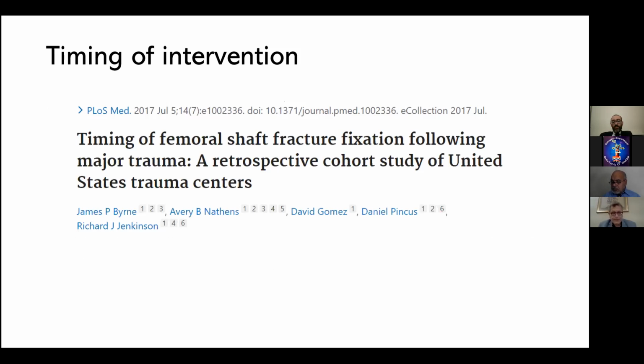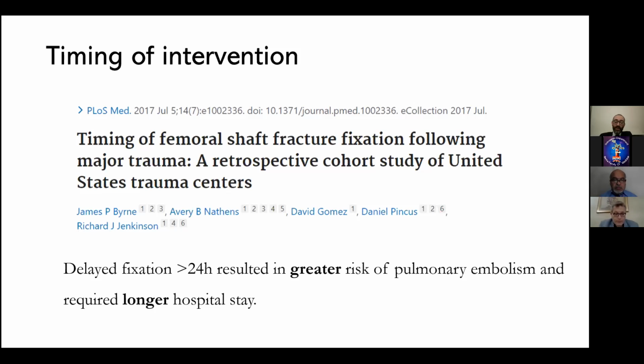Arriving to the USA, we get this one also in 2017 about the timing of the femoral shaft fracture. And this is a cohort study that analyzed the data from level 1, level 2 trauma centers, and they included 18,000 patients. And these patients were operated in 216 centers. So it's a very, very big study. And again, they compared the cutoff value of 24 hours. Does it make a difference? Is early better than late? And then they found that delayed fixation has a greater risk of pulmonary embolism and a longer hospital stay. So we got here the answer of the pulmonary embolism from this.